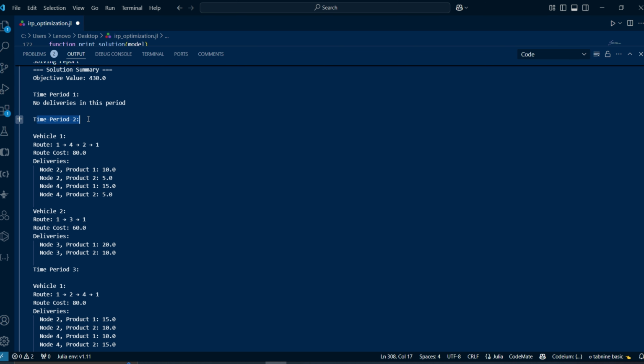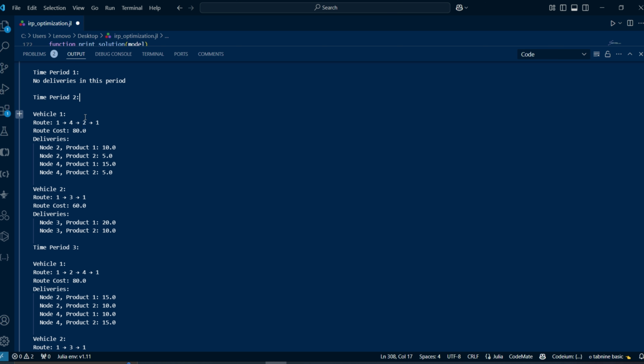And time period 2, what happens here? Vehicle 1 was assigned to route 1421, starting and ending at node 1. And the route cost for these operations was 8 units. Deliveries included node 2 product 1, 10 units, node 2 product 2, 5 units, node 4 product 1, 15 units, node 4 product 2, 5 units.